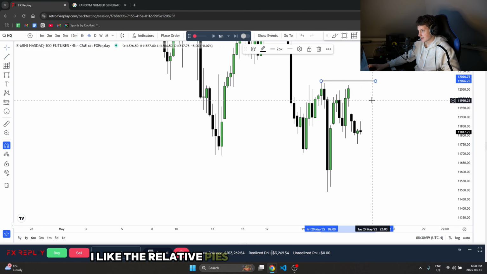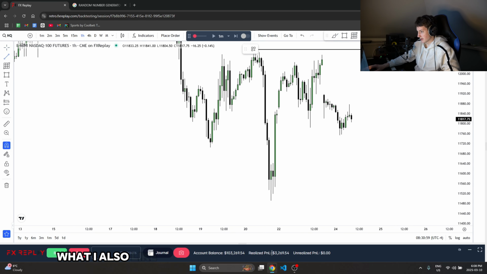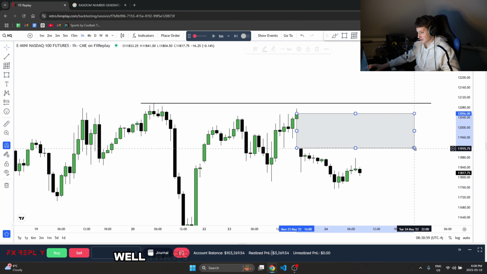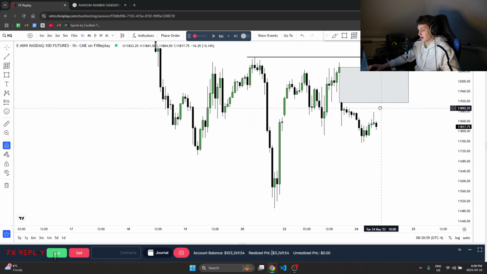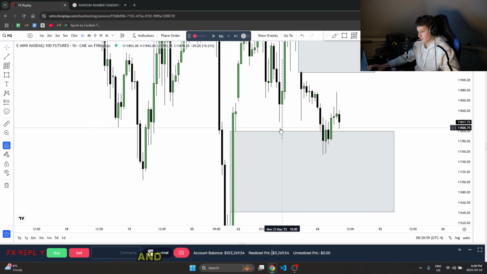I like the relative equal highs, right? Looks obvious to me. What I also like, new week opening gap. Close to open. Okay. Well, that's not the open. That's the open. I want to see that target and rinse out of an hourly gap. That's all I need to see. Okay. And we swept liquidity right here.